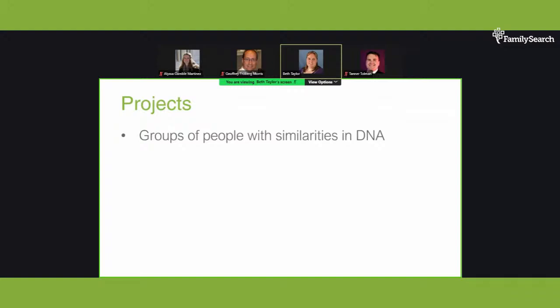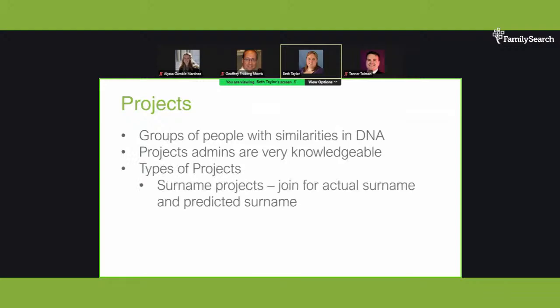You can also join projects, which are really good for Y-DNA and mitochondrial DNA. Projects are usually just groups of people with similarities in DNA trying to figure out how they're related to each other. There are a lot of projects surrounding surnames and other things, and the people who run the projects tend to be very knowledgeable. So if you did a Y-DNA test and you're not really sure what it means, you can reach out to the project admin for one of these projects. Like I said, there are a lot of different types of projects. There are surname projects. I joined the Taylor surname project, and it grouped me with a bunch of other Taylors that seem to be related to my father's Y-DNA, and then separates other Taylors.